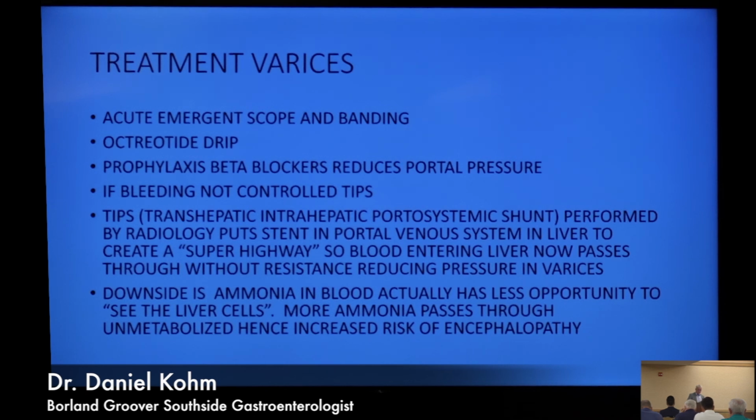Sometimes electrolyte imbalance will contribute to it. Certainly a GI bleed will contribute because blood is protein. You get your upper GI bleed, it's coming downstream, and your protein and your ammonia are going to go up. And then think about the fact that patients don't metabolize things normally. So are they on any benzodiazepines, narcotics, or other psychotropic drugs that may be causing their confusion, not just from ammonia? Treatment of varices, again, is emergent scope and banding, and octreotide drip.